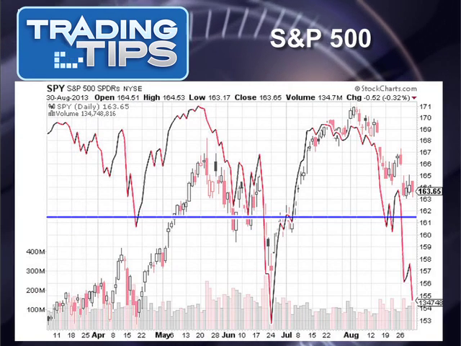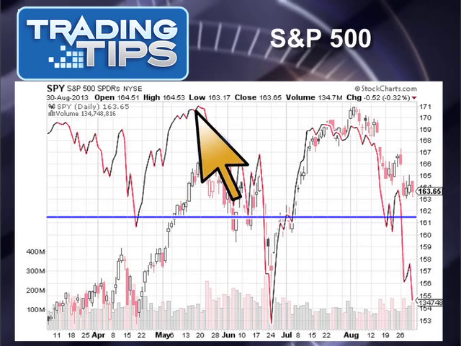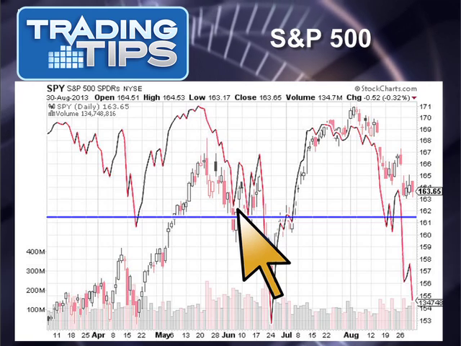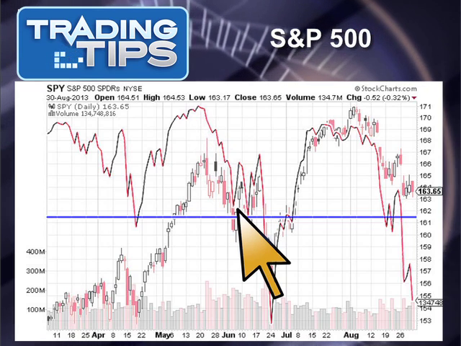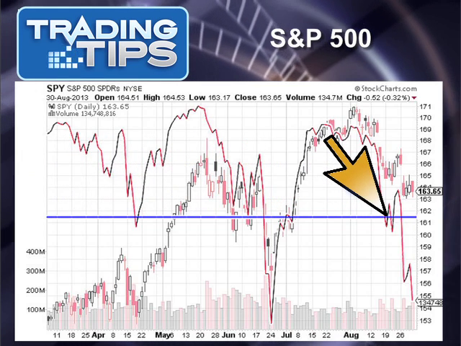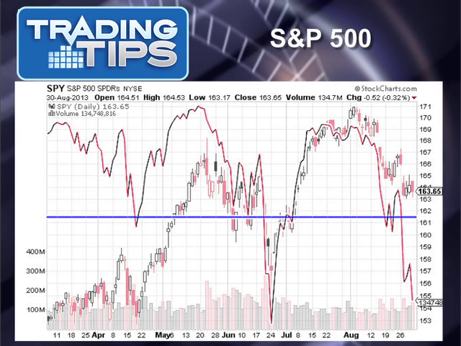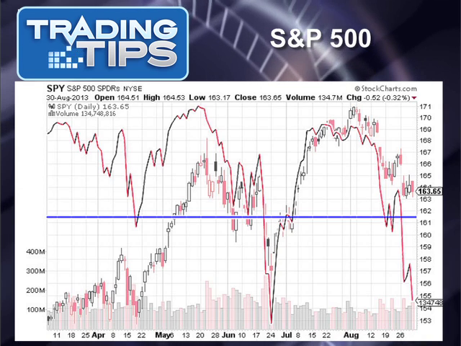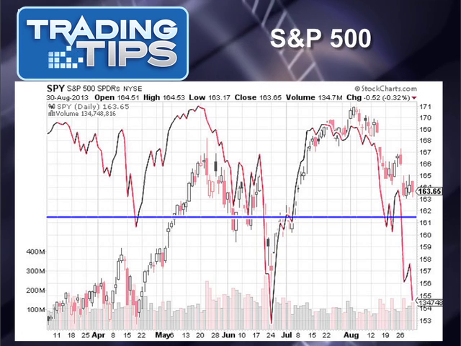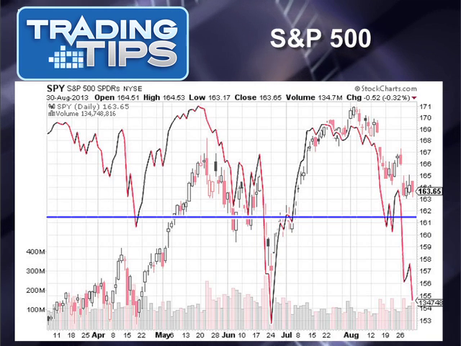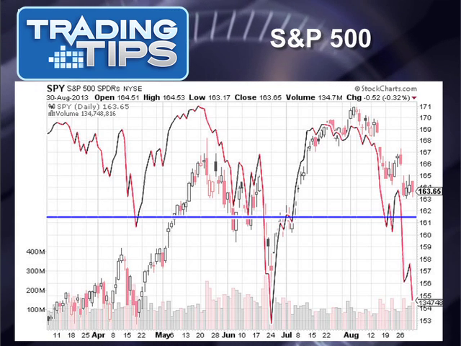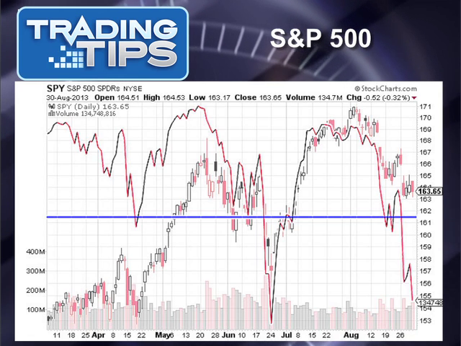Here we have a 6-month chart of the S&P 500. The solid line that switches from red to black, that's the percentage of S&P 500 stocks trading above their 50-day moving averages. The solid blue line is the 50% mark. When the solid red or black line is above that blue line, this means that more than 250 of the S&P 500 stocks are trading above their 50-day moving averages. And when that solid red/black line is below the blue line, this means that fewer than 250 of the S&P 500 stocks are above their 50-day moving averages.